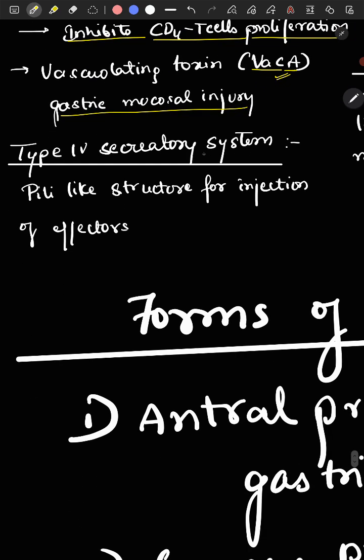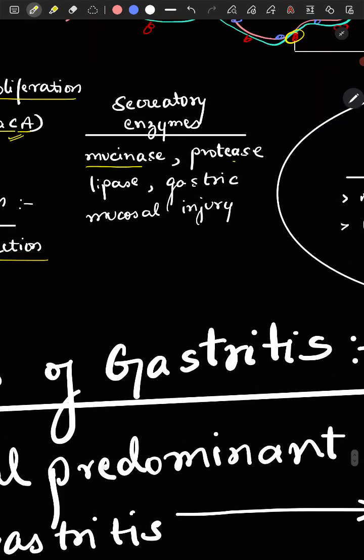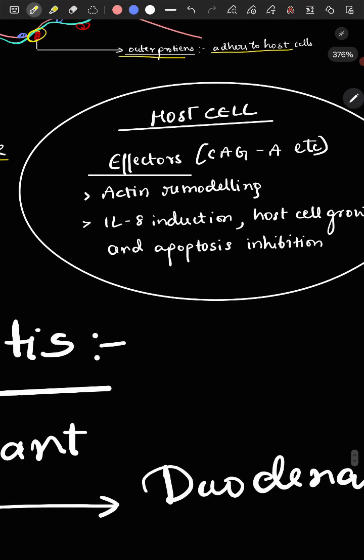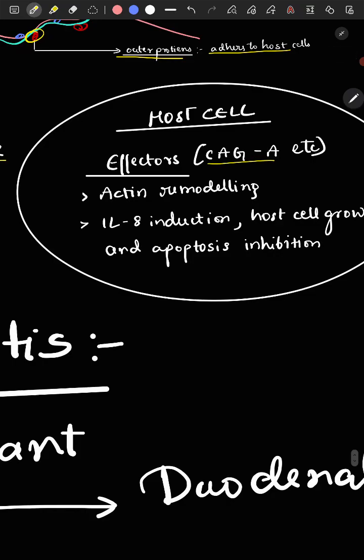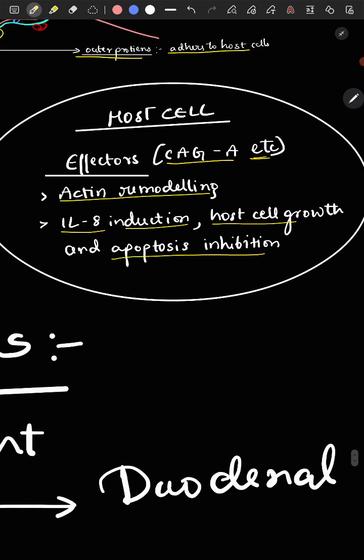Type 4 secretory system. The type 4 secretory system is a pilus-like structure for injection of effectors. The secretory enzymes like mucinase, protease, and lipase cause gastric mucosal injury. The host cell effectors are CagA, etc. They cause actin remodeling, interleukin 8 induction, and host cell growth and apoptosis inhibition.